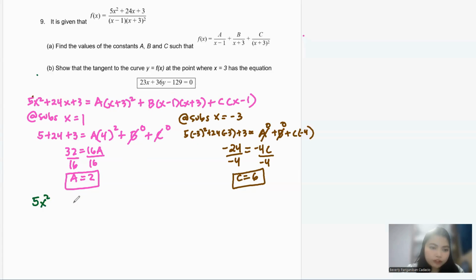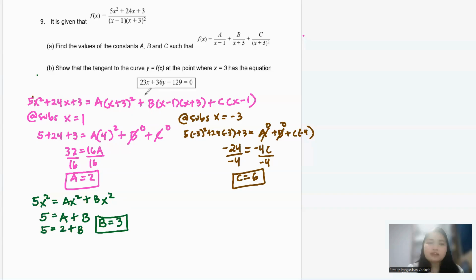5x squared on the left side, right? But on the right side, what x squared are you going to have once you expanded it? I'm going to have Ax squared here, and I'm also going to have Bx squared there. Then disregard the x squared, it just means that you have 5 is equal to A plus B. Since you already have your A, which is 2, 5 is equal to 2 plus B. Therefore, your B is just as simple as positive 3. And we are on the correct track.